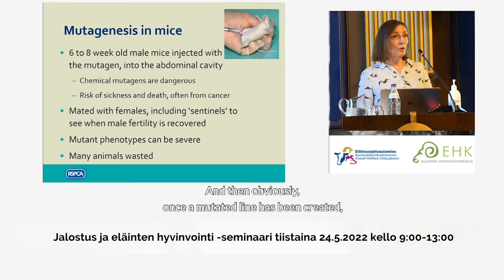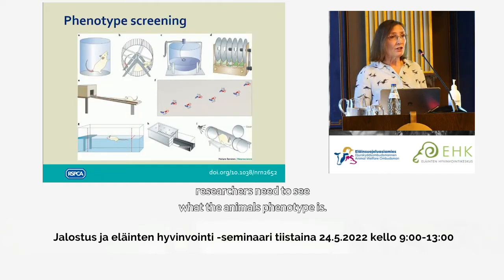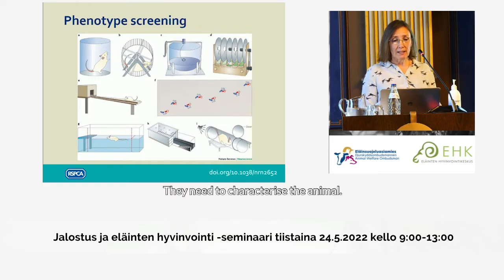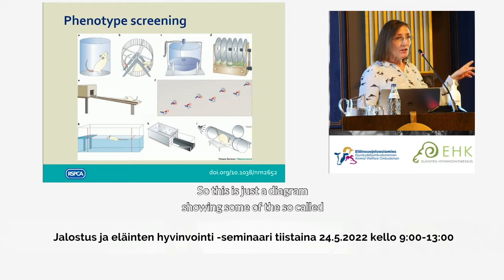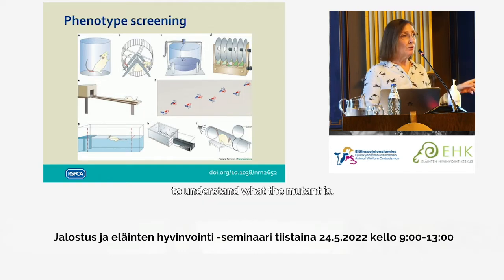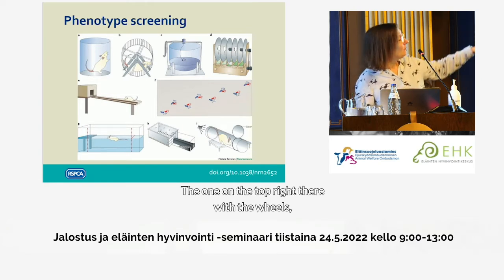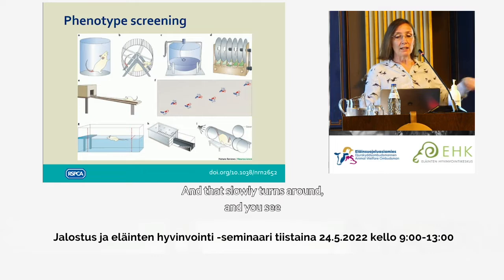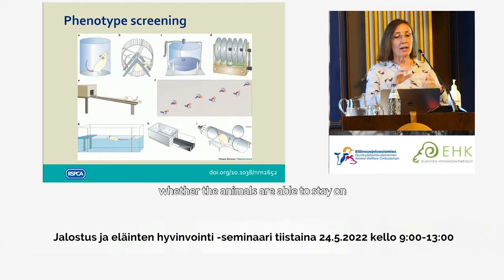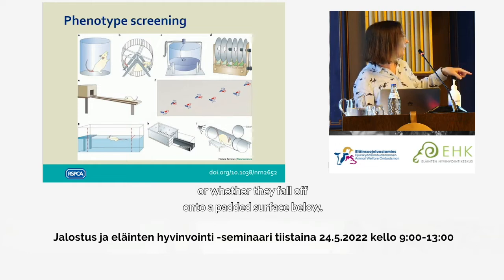And then obviously, once a mutated line has been created, researchers need to see what the animal's phenotype is. They need to characterize the animal. So this is just a diagram showing some of the so-called phenotype screens that are done to animals to understand what the mutant is. The one on the top right there with the wheels, that's called a rotarod test, and that slowly turns round, and you see whether the animals are able to stay on or whether they fall off onto a padded surface below.